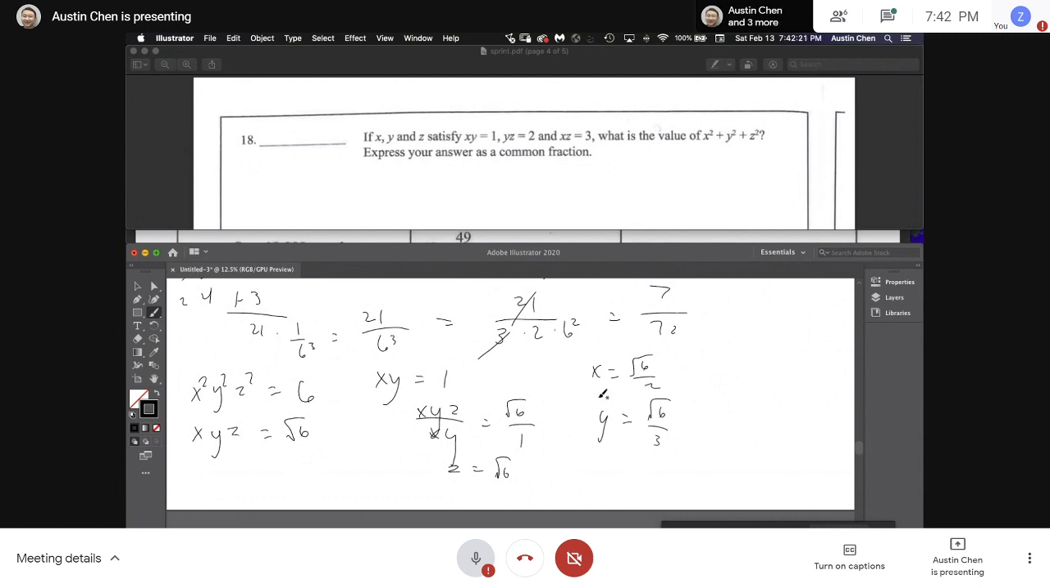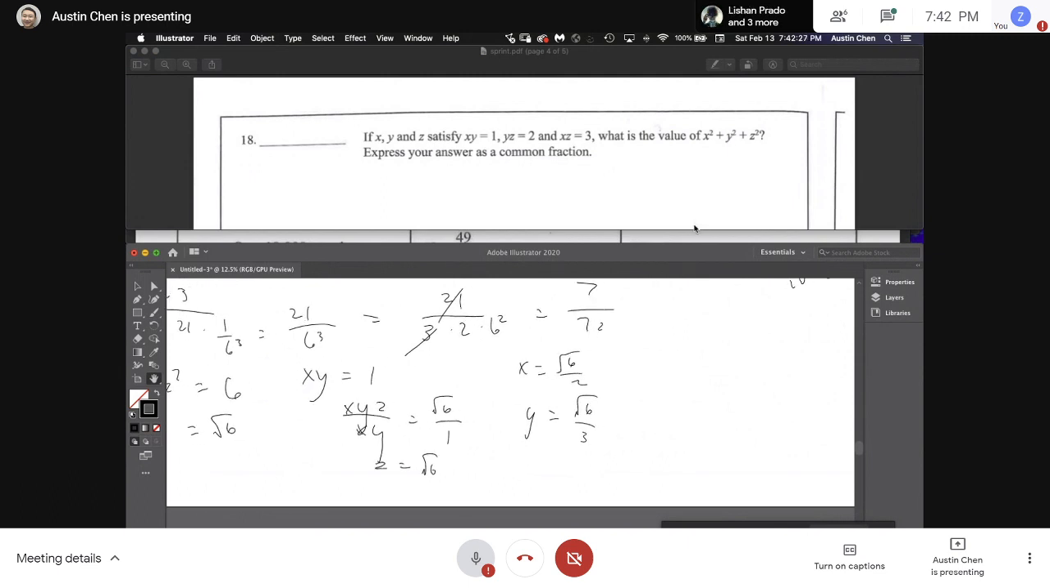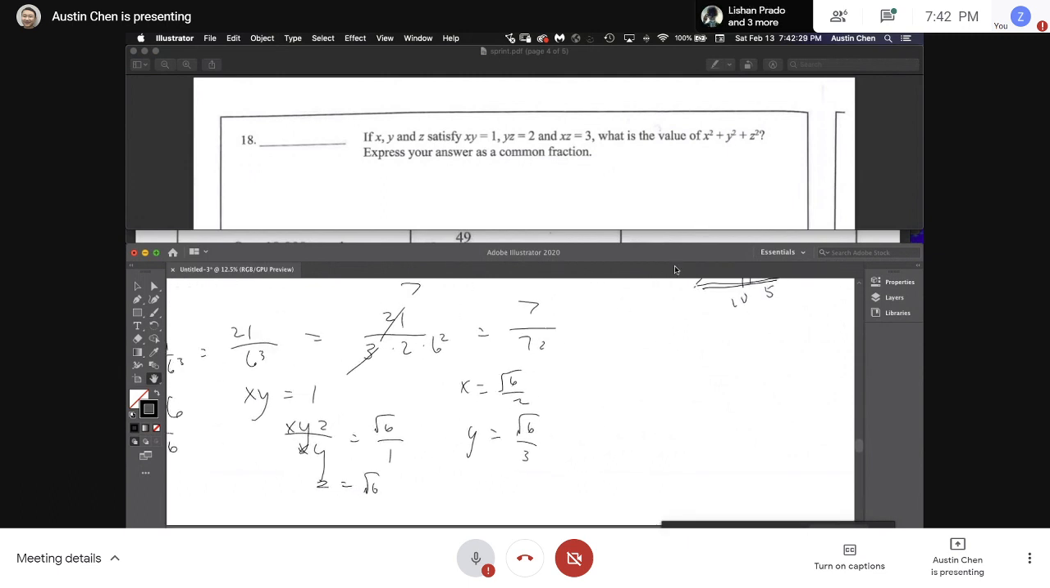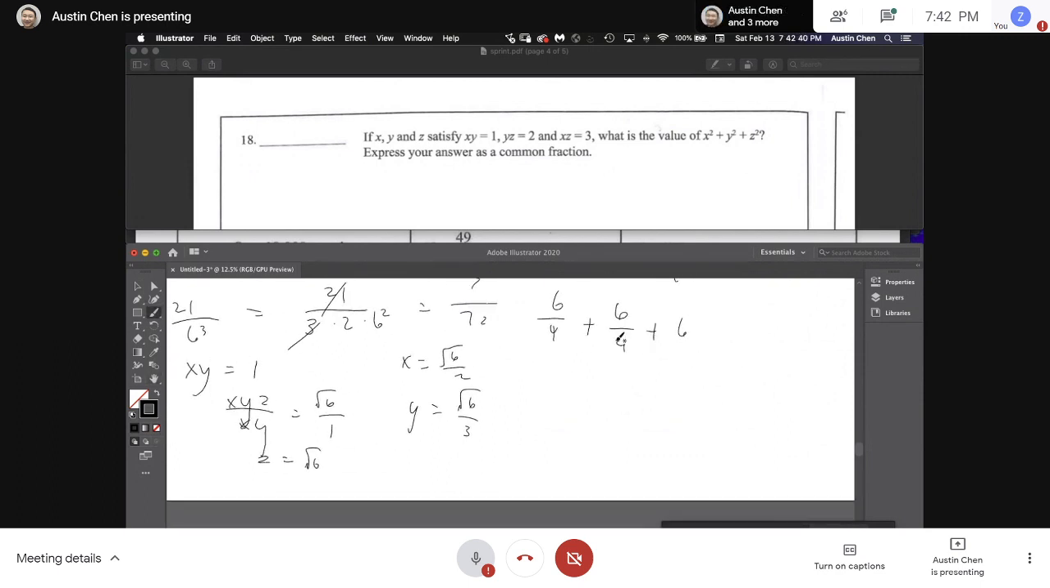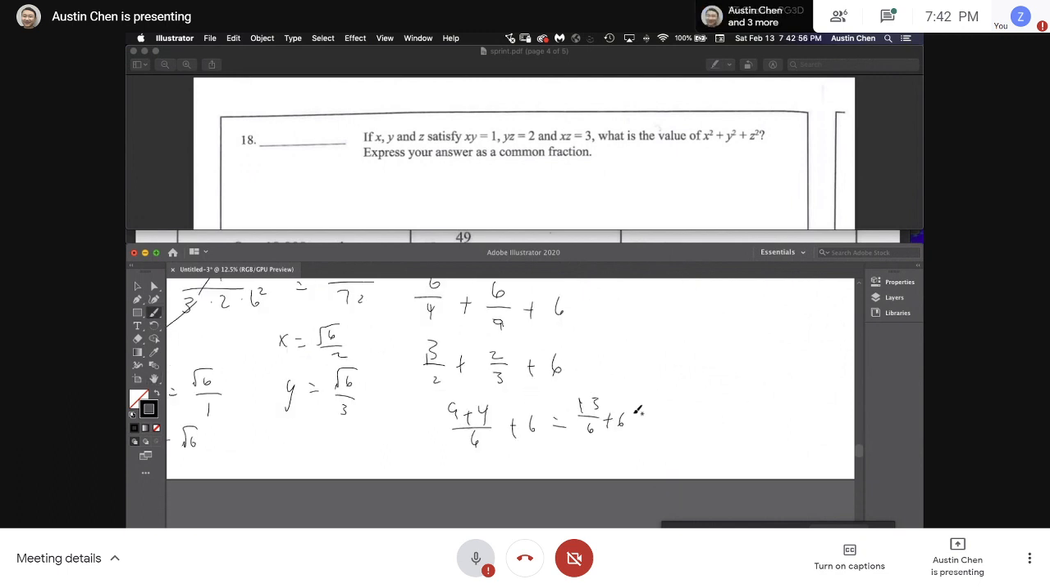Once we've found the values of these variables, we can plug them into this expression and get its value. So x squared is 6 over 4, y squared is 6 over 9, z squared is 6. So this is 3 halves, this is 2 thirds, and this is 6. Then this is 9 plus 4 over 6 plus 6, which is 13 over 6 plus 6, which is 49 over 6.